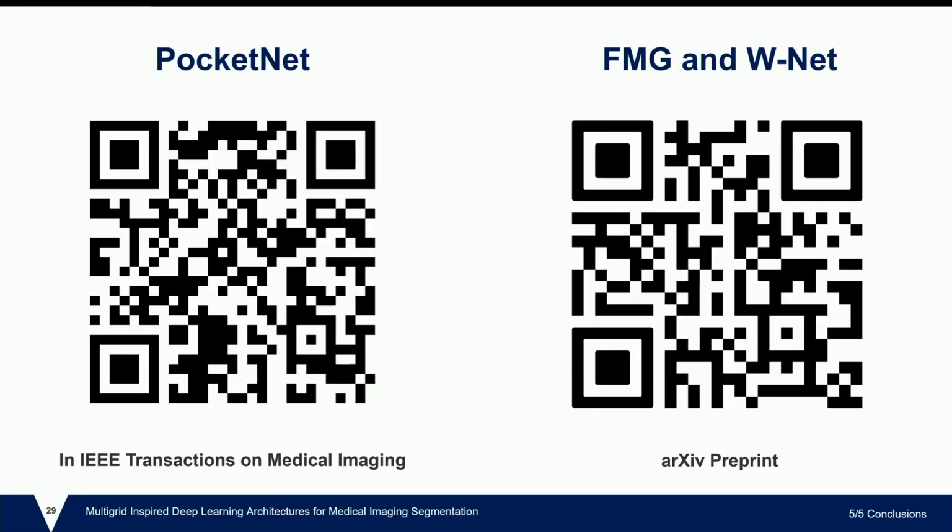The Pocket Network is available on IEEE Transactions on Medical Imaging. The QR code on the left will take you to that. And then our FMG and WNet architectures are, or the paper at least, is available on arXiv as a preprint and is available on the right. Again, the QR code will take you there. I'll leave these up here for a second in case you're interested.